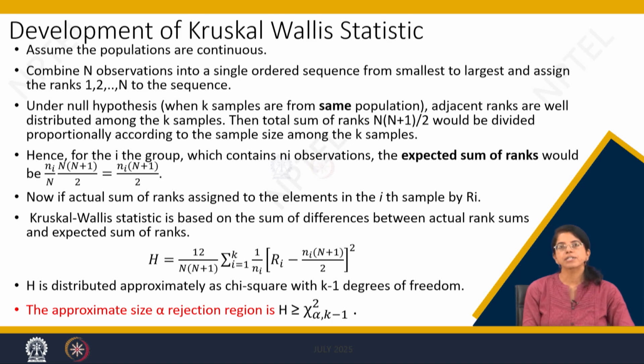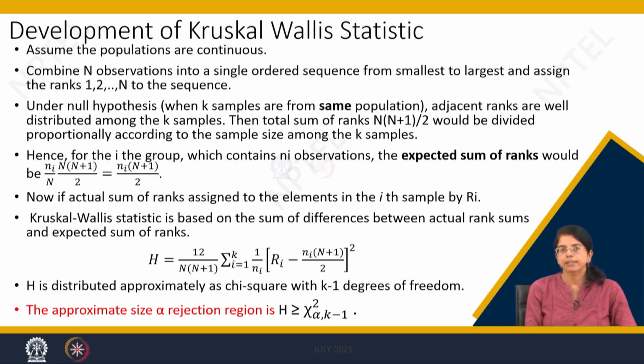So, development of the Kruskal-Wallis test: assume all the populations are continuous, combine the capital N observations, meaning the total number of observations, into a single ordered sequence from smallest to largest and assign the ranks 1 to N to the sequence. Okay. So, capital N is your total observation and you are ranking all these observations. Of course, the first rank will be 1 and the largest value will receive the rank capital N.